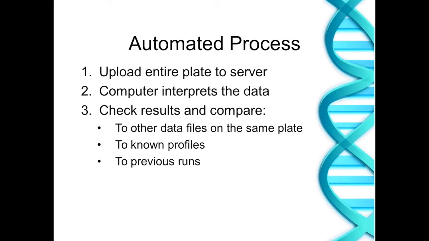So you're checking to see what you have in comparison to other data files on the same plate, what you have in comparison to other known profiles that are on that database world already, and to previous runs, to previous evidence samples. This is an automated feature. You just ask the computer, basically, to find a match, and it will find a match for any type of search criteria that you want. You can set a log LR to a certain level. You can look within a case. You can look between cases. You can look only at matches to reference profiles, to staff profiles, what have you. There's a lot of flexibility in this.